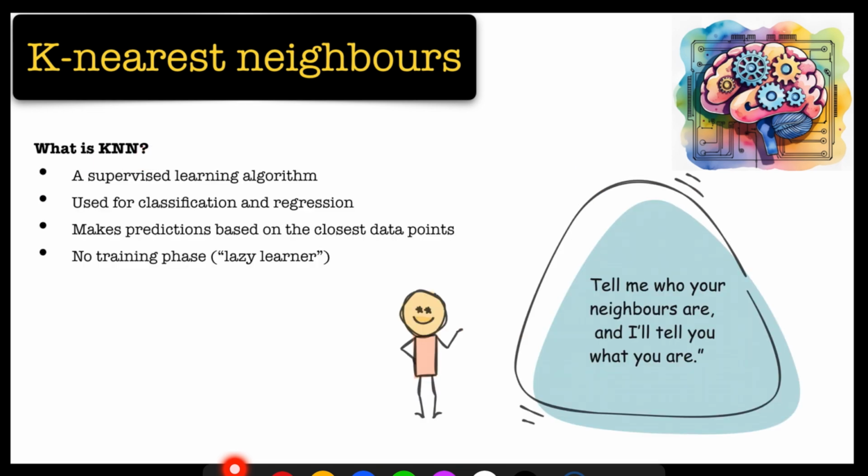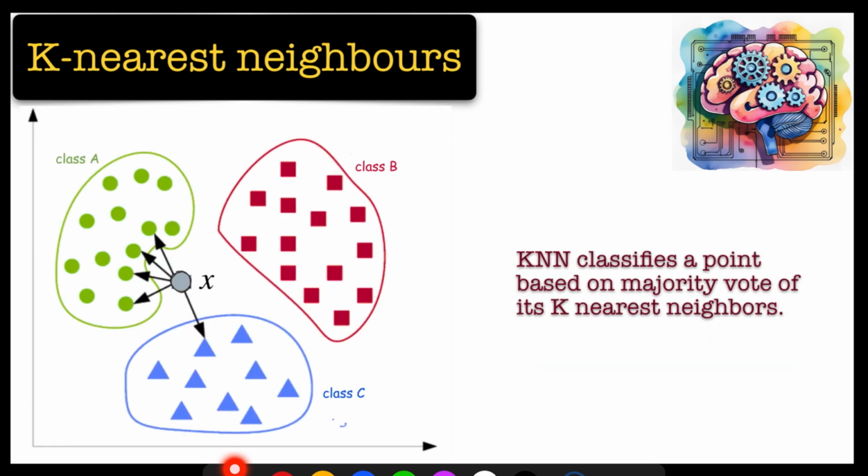What is KNN? It's a supervised learning algorithm. It's used for classification and regression. It makes predictions based on the closest data points. There is no training phase in this algorithm. You just tell me who your neighbors are and I will tell you what you are. So that's the basic idea behind KNN.